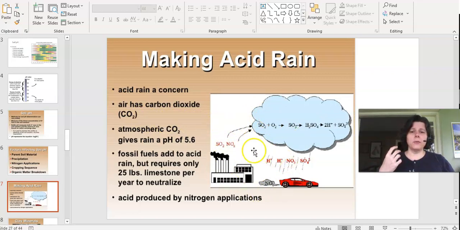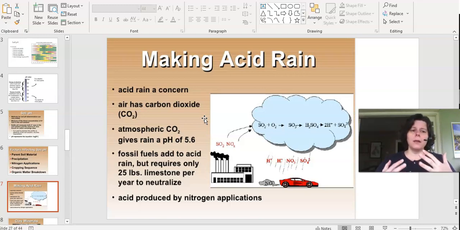As we have these fossil fuels and everything in there, they're also creating, if we have sulfur coming in, so high sulfur. Remember, we talked about oils and gases, sweet crude versus sour crude and removing the sulfur. But if we don't remove the sulfur, we put that sulfur into the atmosphere, that sulfur interacts with the oxygen and creates sulfuric acids. That also helps to lower the pH. So fossil fuels added to acid rain, but it requires only 25 pounds of limestone per year to neutralize it. Sulfuric acid is a pretty strong acid, but we can also neutralize it.